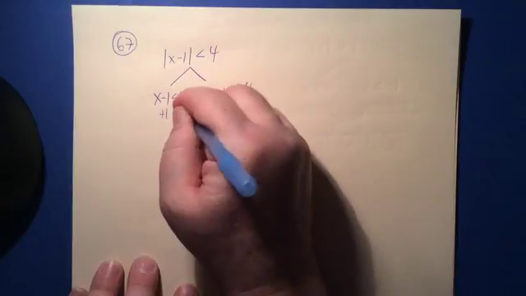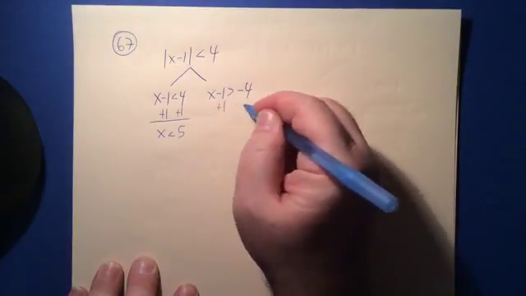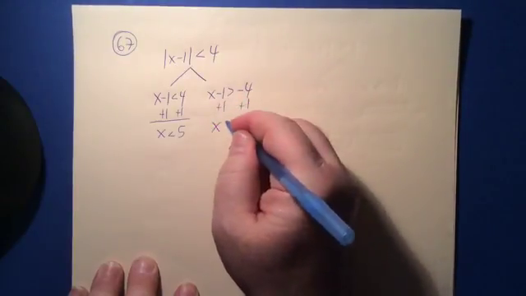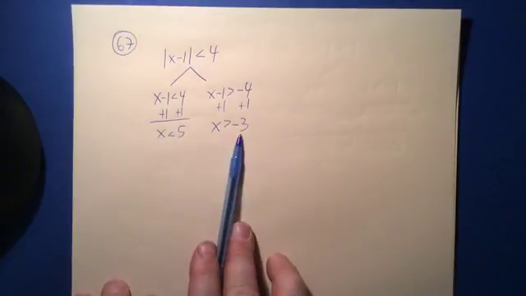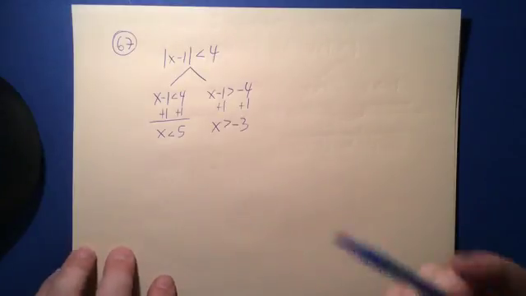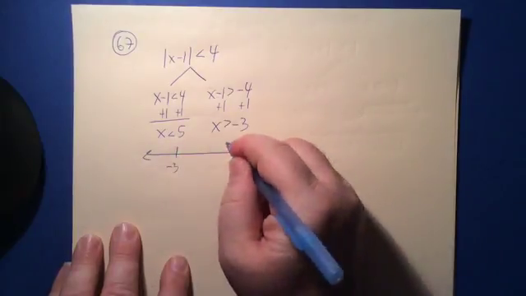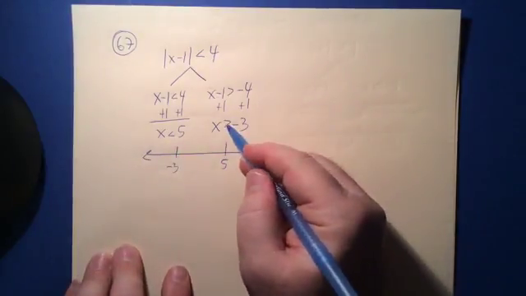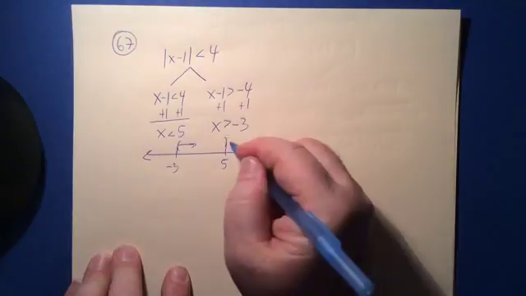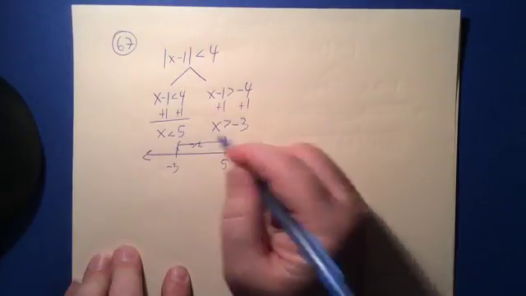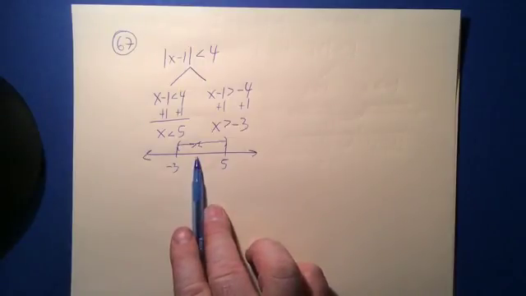So by adding 1 to both sides, we'll have x is less than 5. By adding 1 to both sides, we have x is greater than negative 3. So we have x is less than 5 and x is greater than negative 3. Let's go ahead and put these on a number line, and let's see what kind of graph they're going to generate. So if you have x is greater than negative 3, it looks like it's going to go this way. If we have x is less than 5, it's going to go this way. So it looks like we're looking at some values between negative 3 and 5. 0 should work. Let's see if that works.